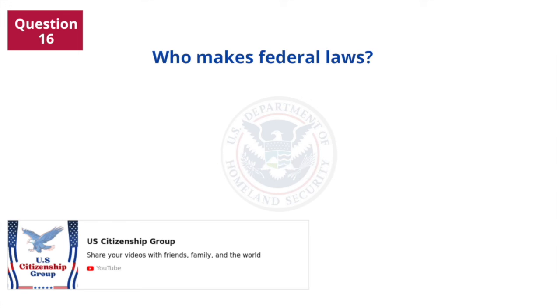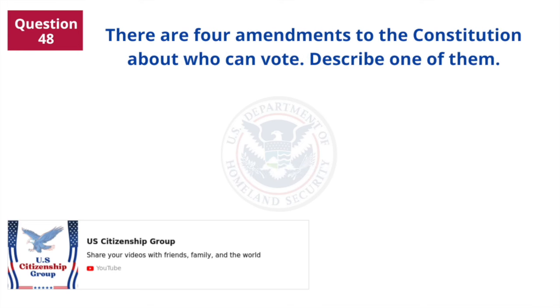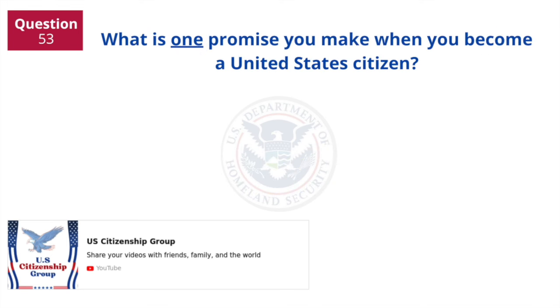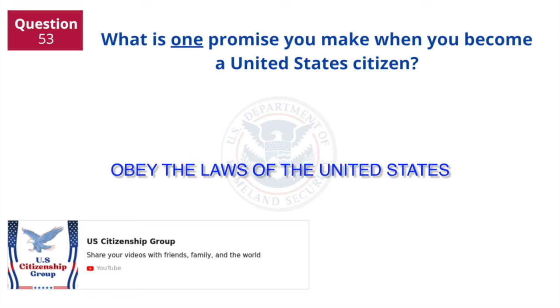Who makes federal laws? Congress. There are 4 amendments to the Constitution about who can vote. Describe one of them. Citizens 18 and older can vote. What is one promise you make when you become a United States citizen? Obey the laws of the United States.